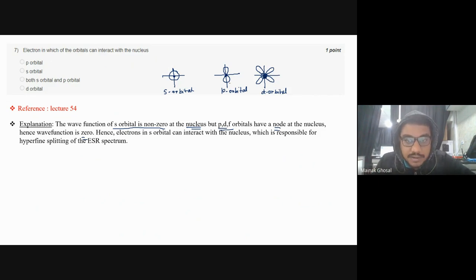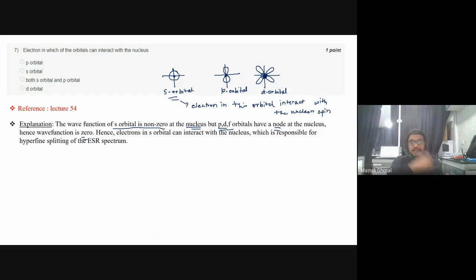So the electron in this s orbital actually interacts with the nucleus, with the nuclear spin. So in the hyperfine structure, the mainly responsible orbital is s orbital.